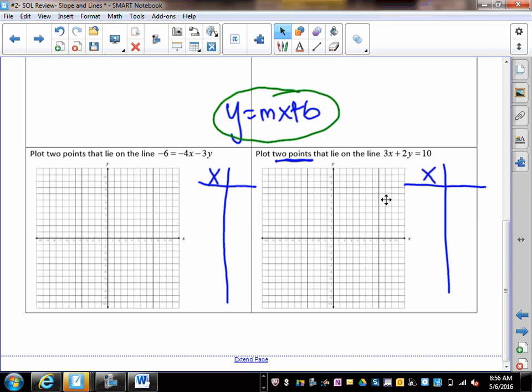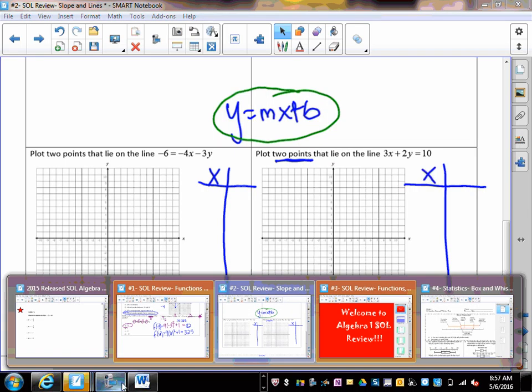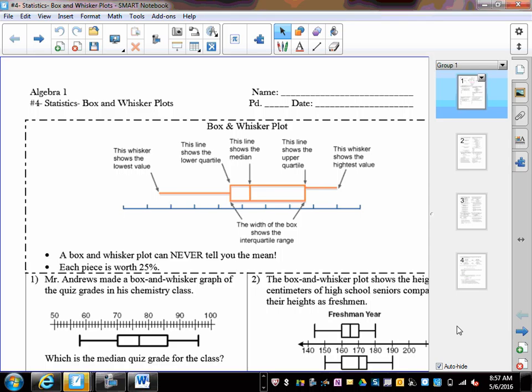Okay. So we're going to move on to our box and whisker plots. This is a statistics topic that you probably have not learned in a previous class. So we're breaking up our stats materials over our SOL review days as well as previous weeks. So this is worksheet 4. We have an emergency pass for Jason to go to the restroom.